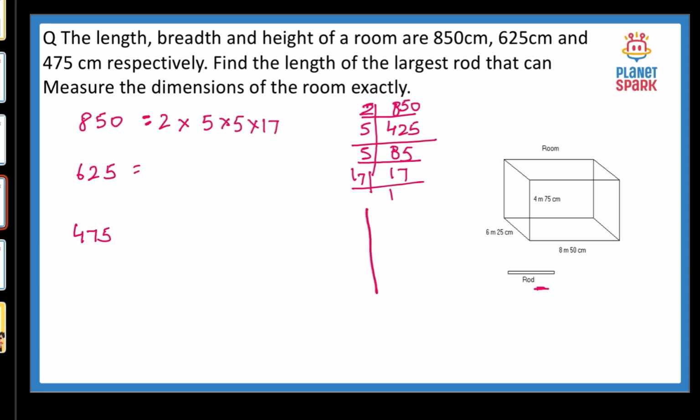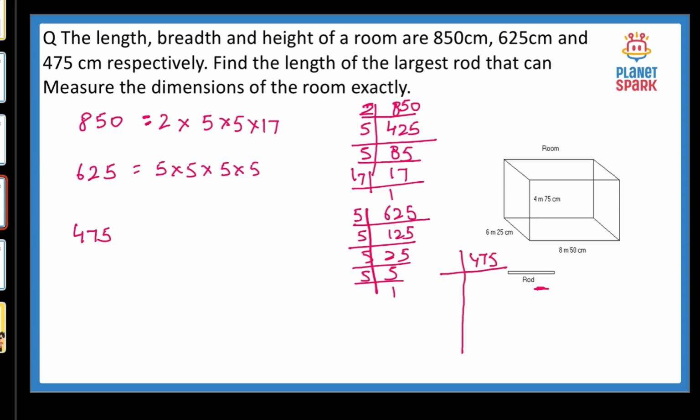Next, let's find out the factors of 625. 625 is not divisible by 2 or 3. 625 is divisible by 5. Dividing 625 by 5, we get 125. 125 divided by 5 is 25, and 25 divided by 5 is 5, and 5 divided by 5 is 1. So 5 is coming 4 times, 5 into 5 into 5 into 5. Next, the number we have is 475.